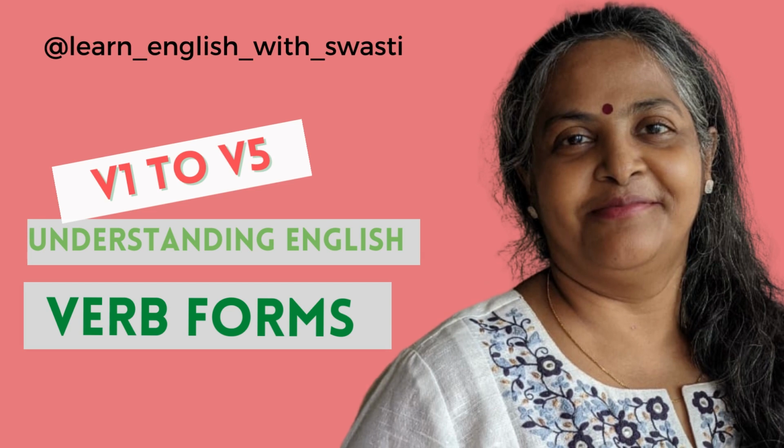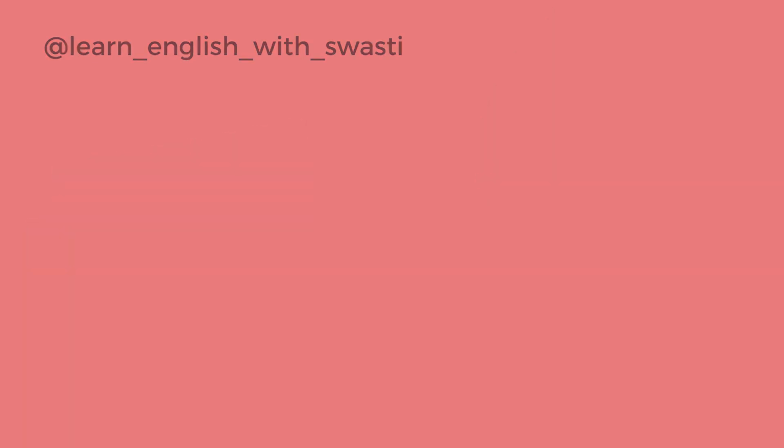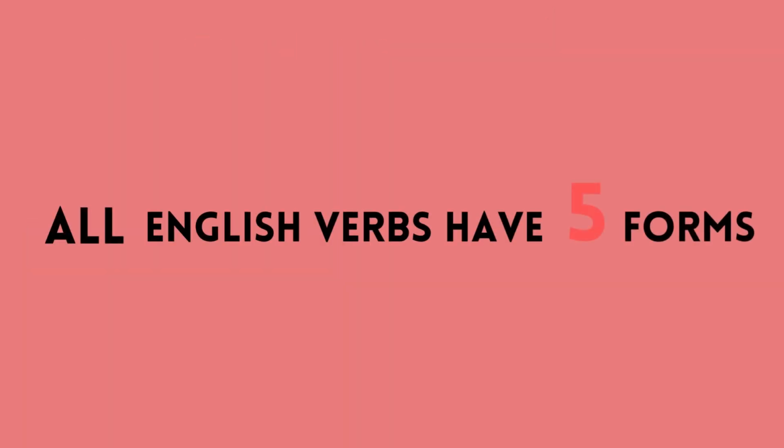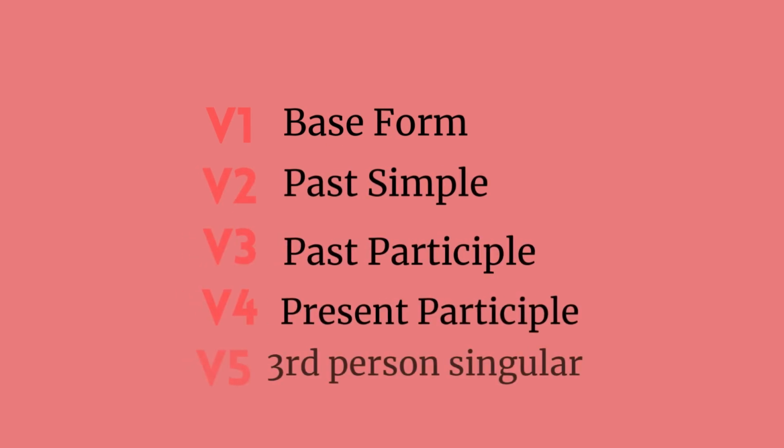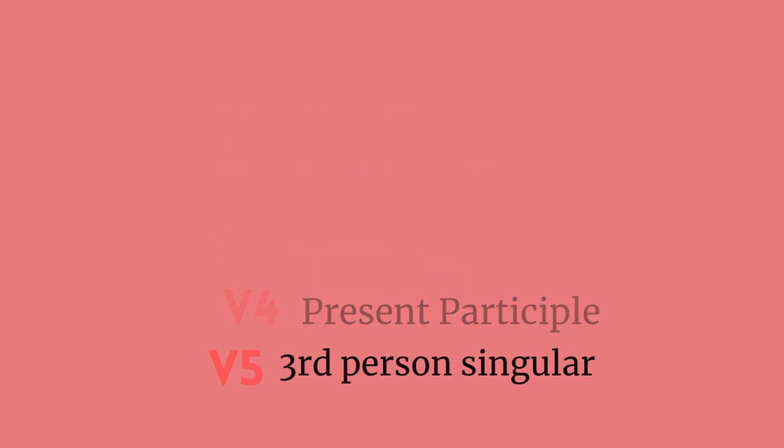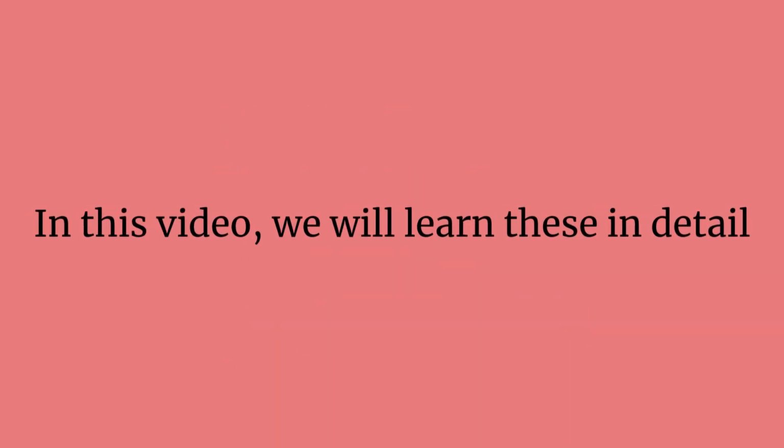Let us understand the very basic concept of verb forms in English. All English verbs have 5 forms which are known as V1, V2, V3, V4 and V5, more commonly as the base form, the past simple form, the past participle, the present participle, and the third person singular. In this video, we will learn these in detail.